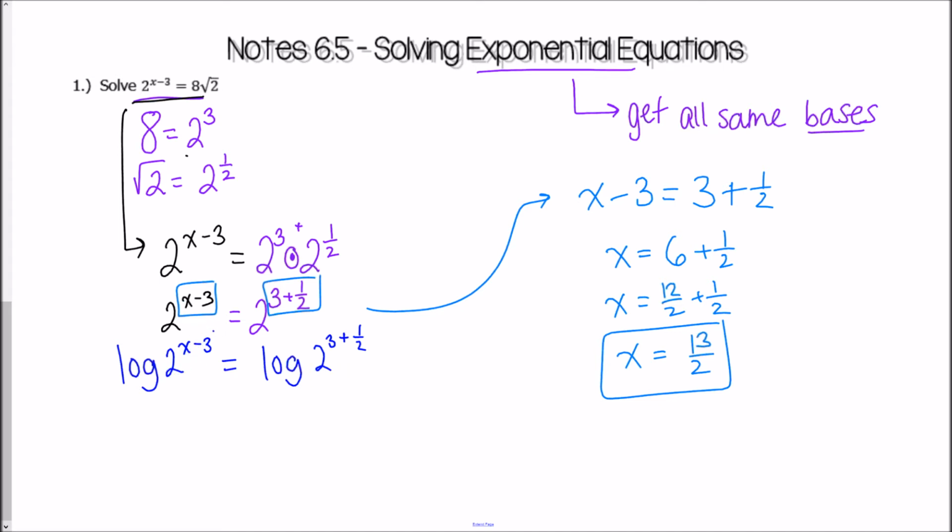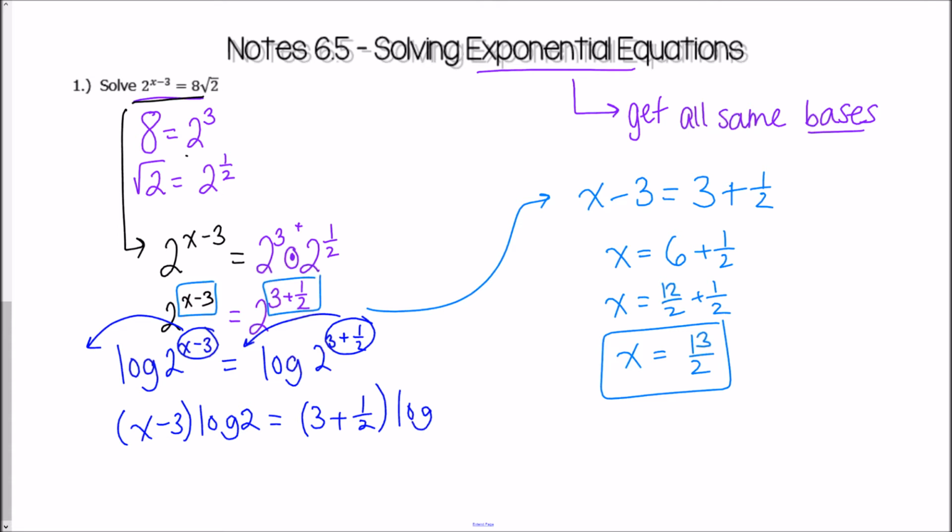Now, if you remember, we can bring our exponents out in front. That was one of the laws that we learned in the last video. So I can say x minus 3 times log of 2 is equal to 3 plus 1/2 times log of 2. And I can divide out the log of 2 from both sides, and then I end up getting this equation that we have up here.